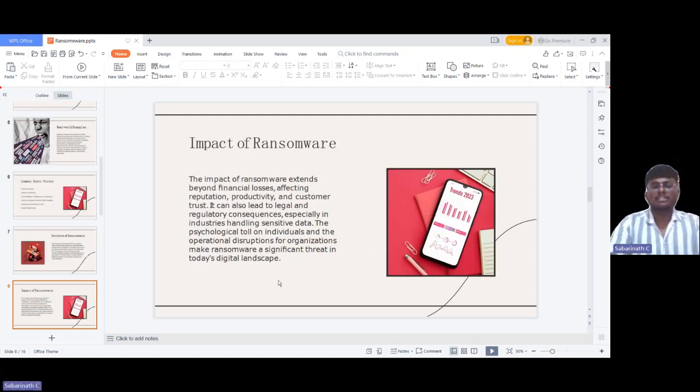Impact of ransomware. The impact of ransomware extends beyond financial losses, affecting reputation, productivity, and customer trust. It also leads to legal and regulatory consequences, especially in industries handling sensitive data. The psychological toll on individuals and the operational risks for organizations make ransomware a significant threat in today's digital landscape.